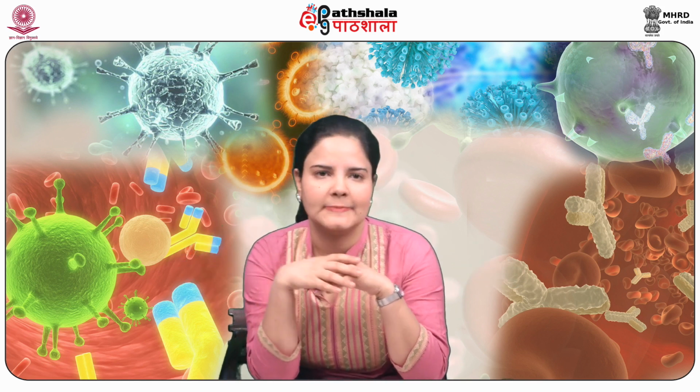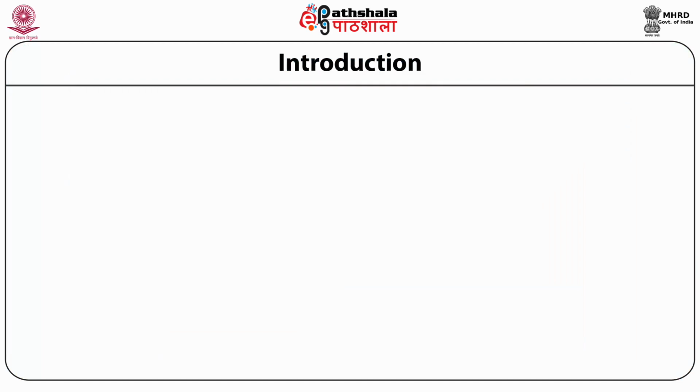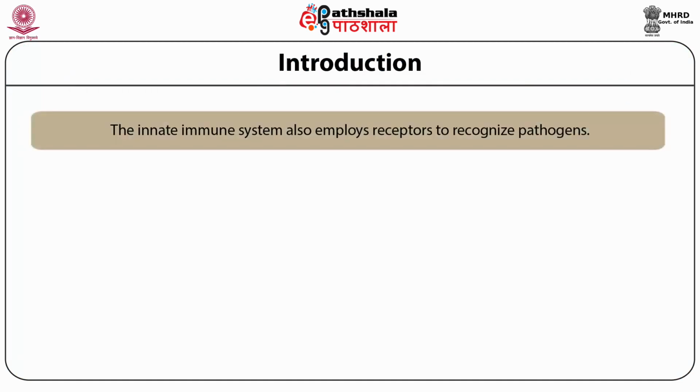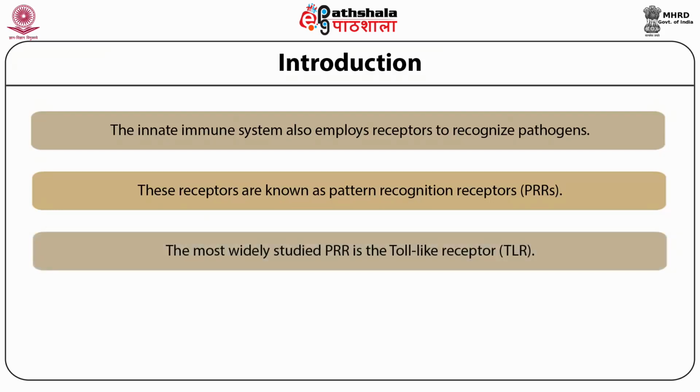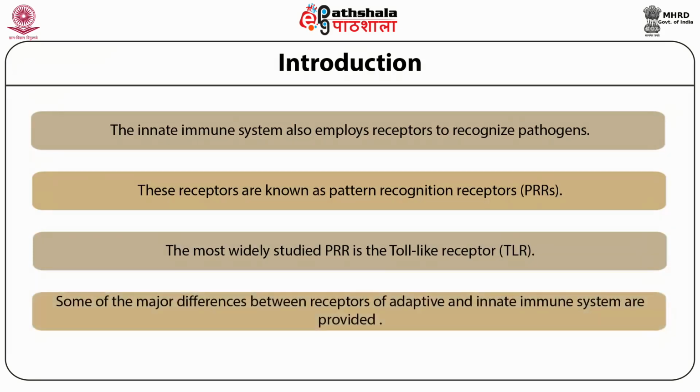Like the adaptive immune system, the innate immune system also employs receptors to recognize pathogens. These receptors are known as pattern recognition receptors or PRRs. The most widely studied PRR is the toll-like receptor or TLR. Some of the major differences between receptors of the adaptive and innate immune system are provided in this table.